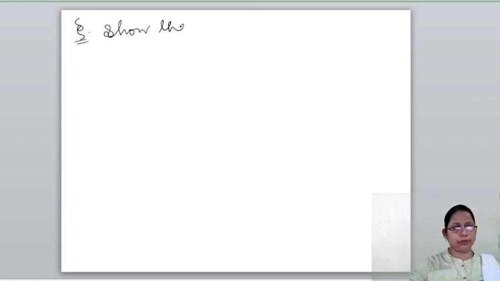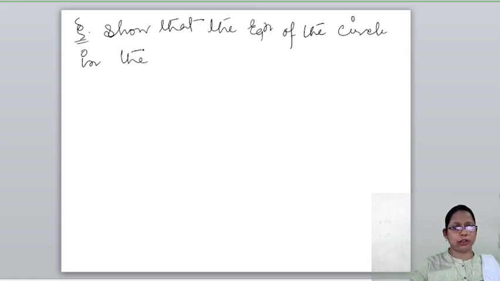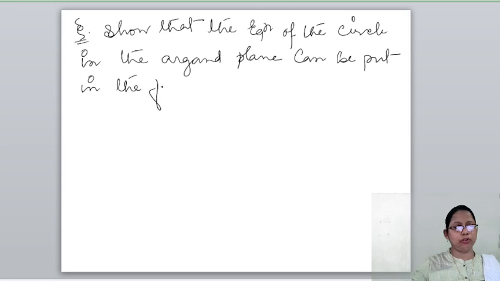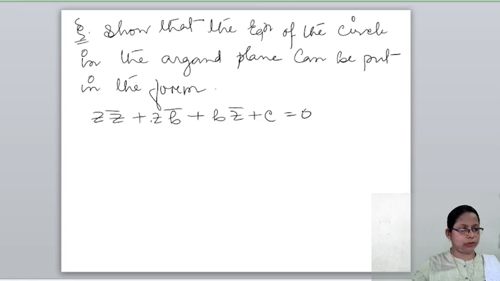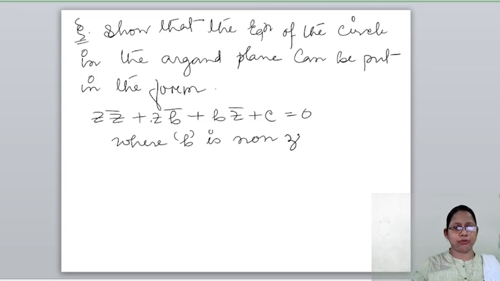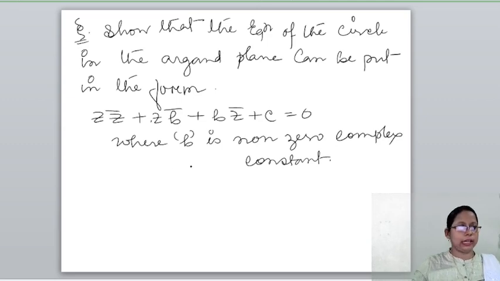So that the equation of the circle in the Argand plane can be put in the form z z-conjugate plus b-conjugate z plus b z-conjugate plus c equal to 0, where b is a non-zero complex constant and c is real. Proof.